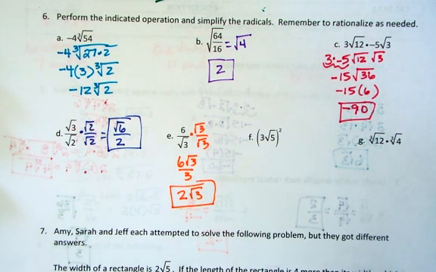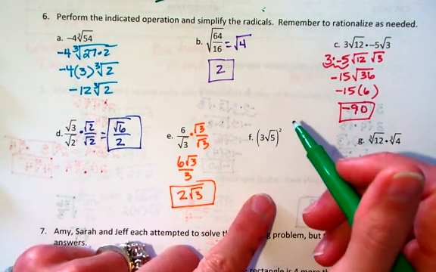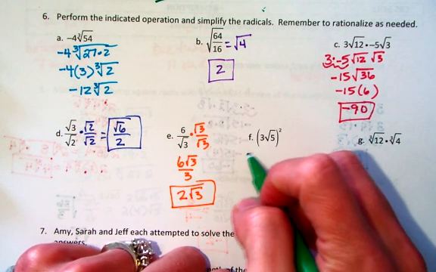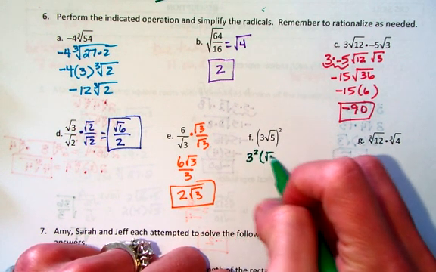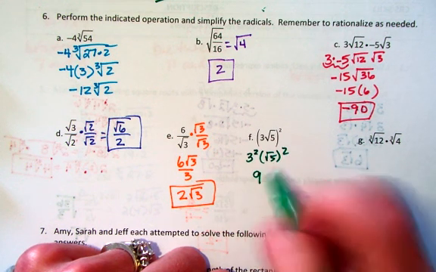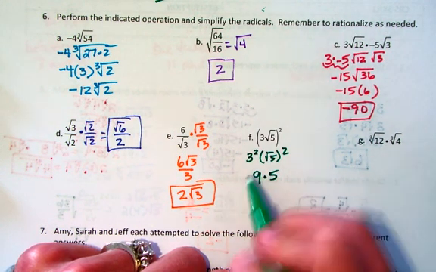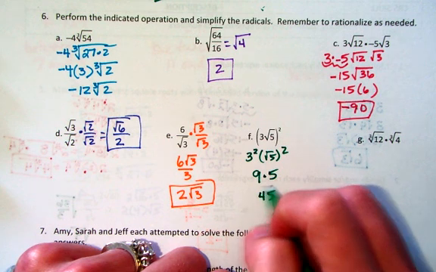F is being squared. We have to square all the numbers inside. We have two numbers. We have 3 and we have root 5. So this is 3 squared and this is root 5 squared. 3 squared is 9, and we know when we square a root, we just get the number underneath the radical sign. 9 times 5 is 45.